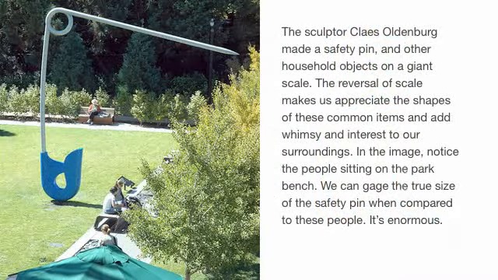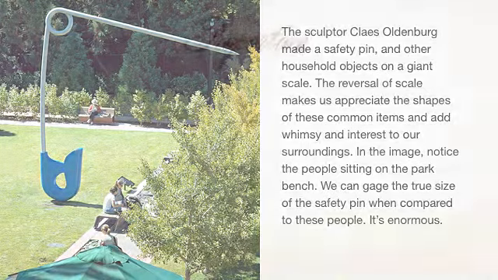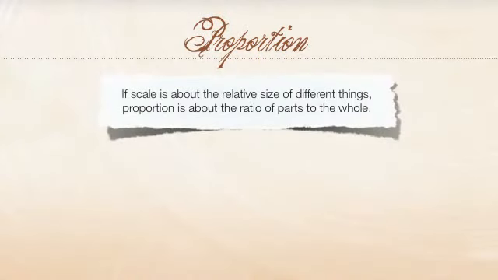The sculptor Claes Oldenburg made a safety pin and other household objects on a giant scale. The reversal of scale makes us appreciate the shapes of these common items and adds whimsy and interest to our surroundings. In the image, notice the people sitting on the park bench. We can gauge the true size of the safety pin when compared to these people. It's enormous.